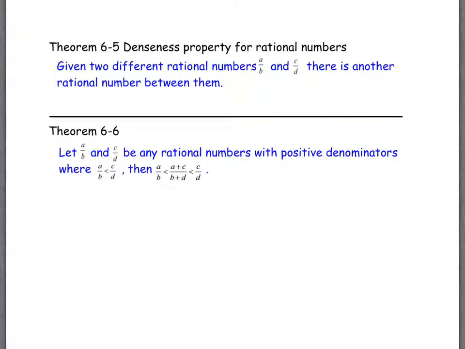Next thing, 6.5, denseness property for rational numbers. It says, given two different rational numbers, a over b and c over d, there is a rational number between them.